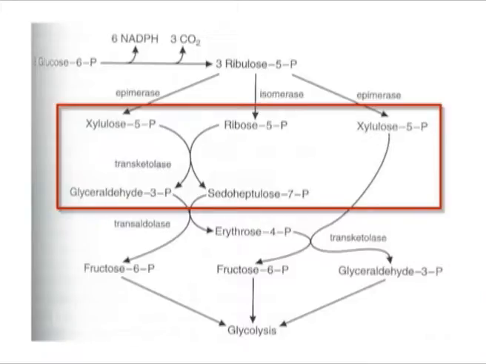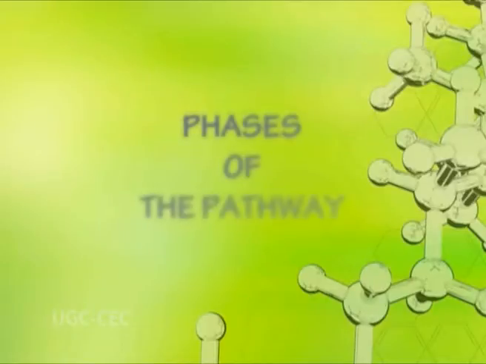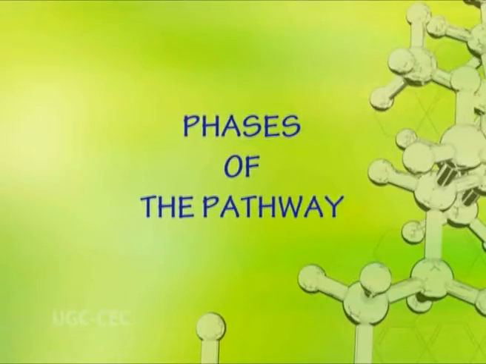of hexoses and 1 triose. In the fourth step, some of these sugars are converted into glucose 6-phosphate, so the cycle can be repeated. There are 2 distinct phases in the pathway, the oxidative phase and the non-oxidative phase. In the oxidative phase, NADPH is generated, and in the non-oxidative phase, synthesis of 6-carbon sugars takes place.